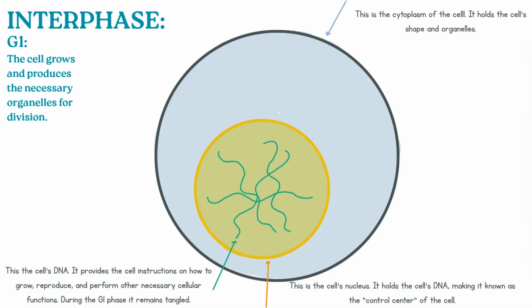In this diagram, we can see the cell membrane that controls what goes in and out of the cell, the cytoplasm that holds the cell's shape and organelles, the nucleus, which stores the DNA, making it known as the control center of the cell, and finally, the DNA that provides the cell instructions on how to grow, reproduce, and perform other necessary cellular functions. During the G1 phase, the DNA remains tangled.